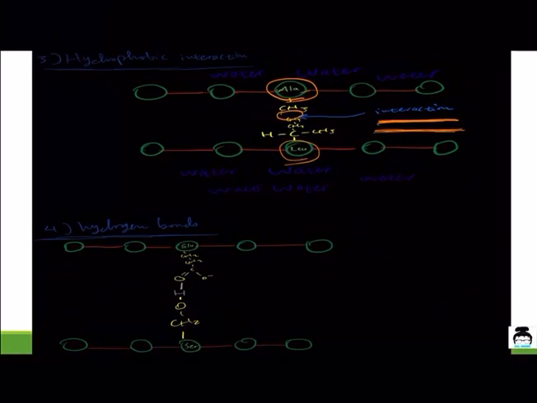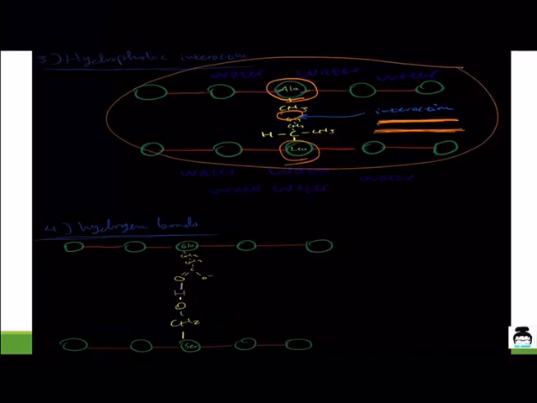So this interaction between two hydrophobic R groups is called a hydrophobic interaction, and it also allows for the folding of all this thing to form what we call a tertiary structure, the three-dimensional structure.